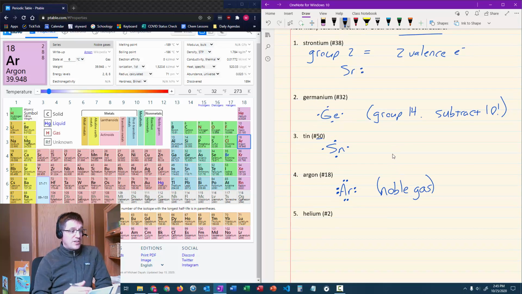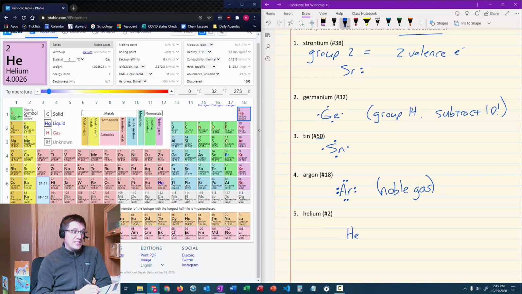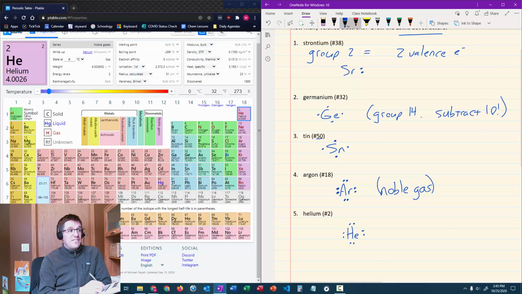Okay. Last but not least, helium, number 2. That's He. Now, it's tempting right away to say, well, helium's in group 18, so I should put 8 dots on here because it is also a noble gas, just like argon. But if I did that, I would be wrong. This is a trick question, you see, because helium is number 2. Helium only has 2 electrons total.